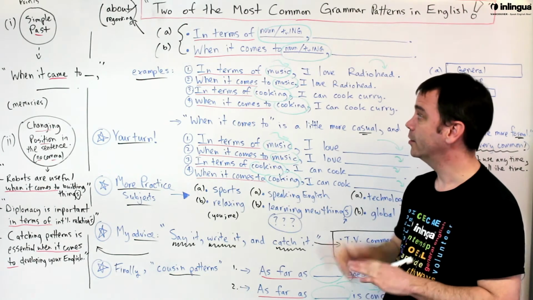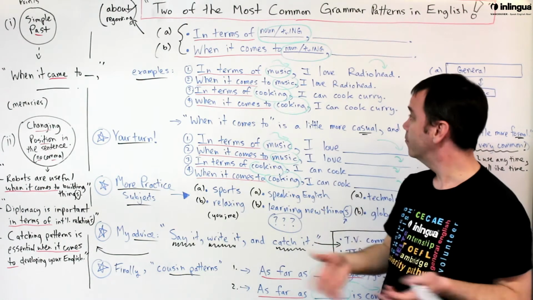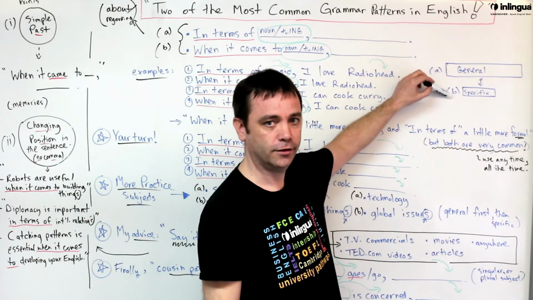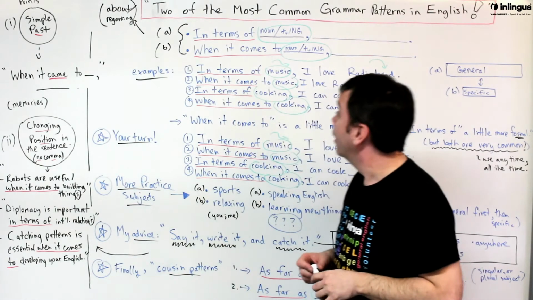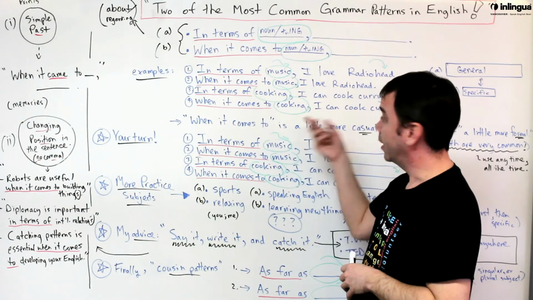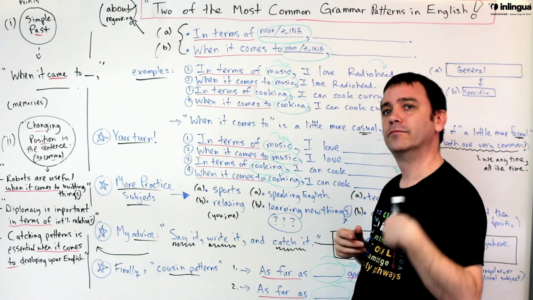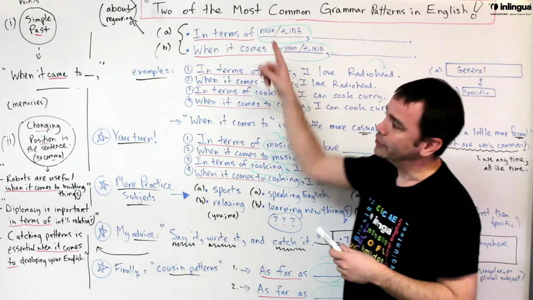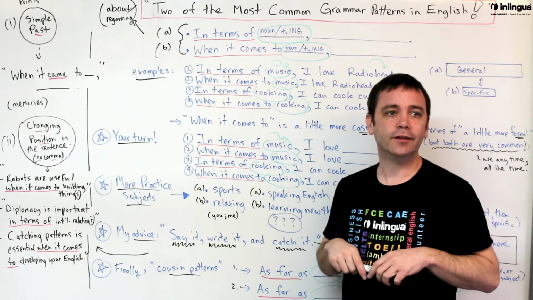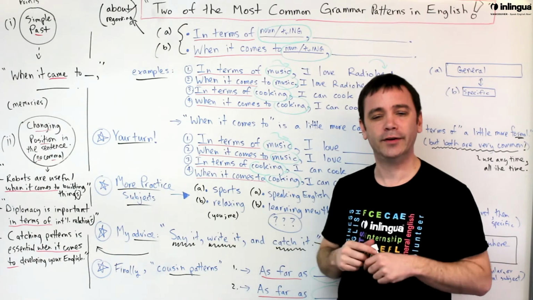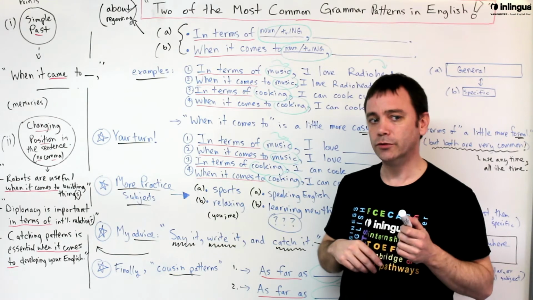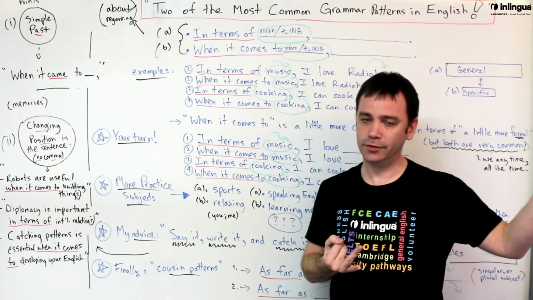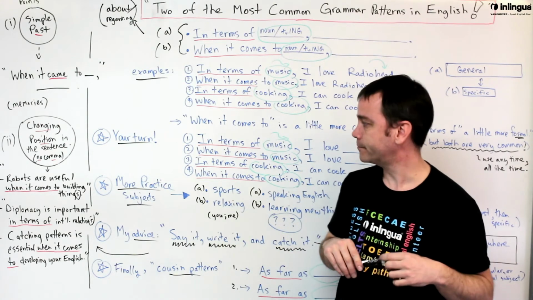Okay, number 3, cooking. In terms of cooking, I can cook curry. You see? So in terms of cooking, general, I can cook curry. When it comes to cooking, I can cook curry. Try it. When it comes to cooking, I can cook curry. I think you got it. These patterns, they're not difficult. They're quite easy. But the important thing is that they are so common. Everybody says them. So what you should do is start listening on TV, commercials, even advertisements. You see them everywhere. It's a little bit strange.